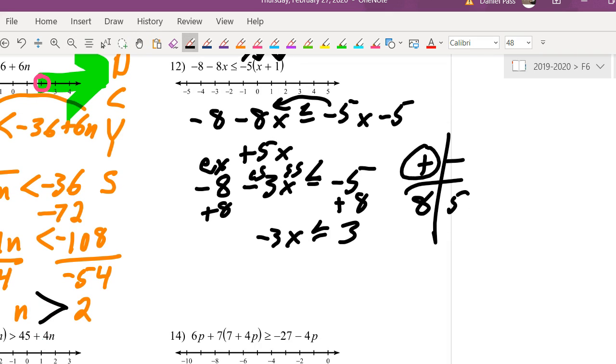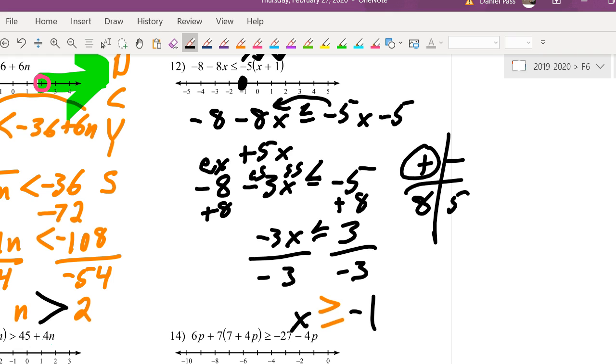Now what? Divide by negative again? Are you serious? So now we have to change our sign to the other way around. Don't forget. Close sign, close circle. Going to the right. Open right. You got it, buddy.